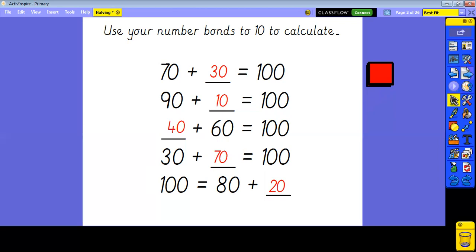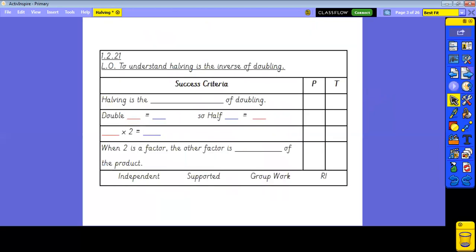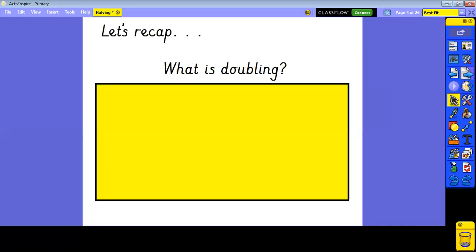Let's get on with our maths lesson for today then. So today is our last lesson looking at using our multiplication and division facts. And what we're going to do is start off by thinking about what we did on Friday, and that is to have a think about what doubling is. What is doubling? Pause the video and tell somebody. Off you go.